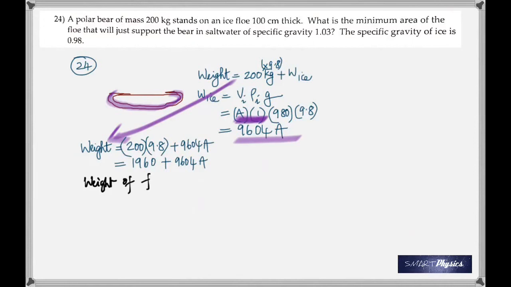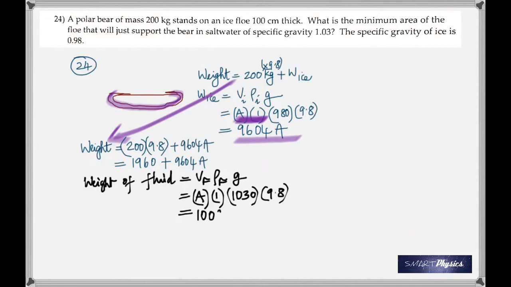And the weight of fluid displaced is Vf times rho f times g. And the volume of fluid displaced would be exactly the total volume of the ice floe, which is A times 1. But the density of the fluid is 1030. Okay. Because the specific gravity has to be multiplied by 1000. So now you get the weight of the fluid. Now put them equal. Because to float, the weight of the floating object should be equal to the weight of fluid displaced.